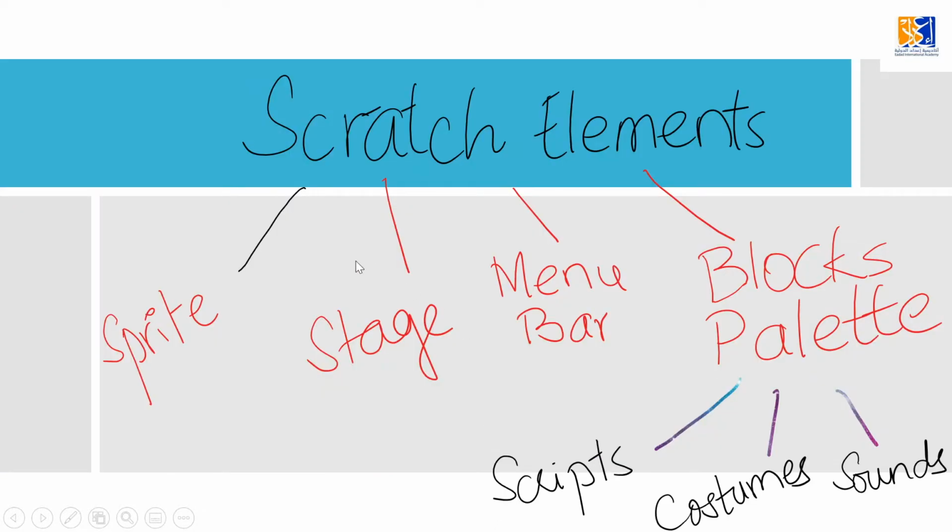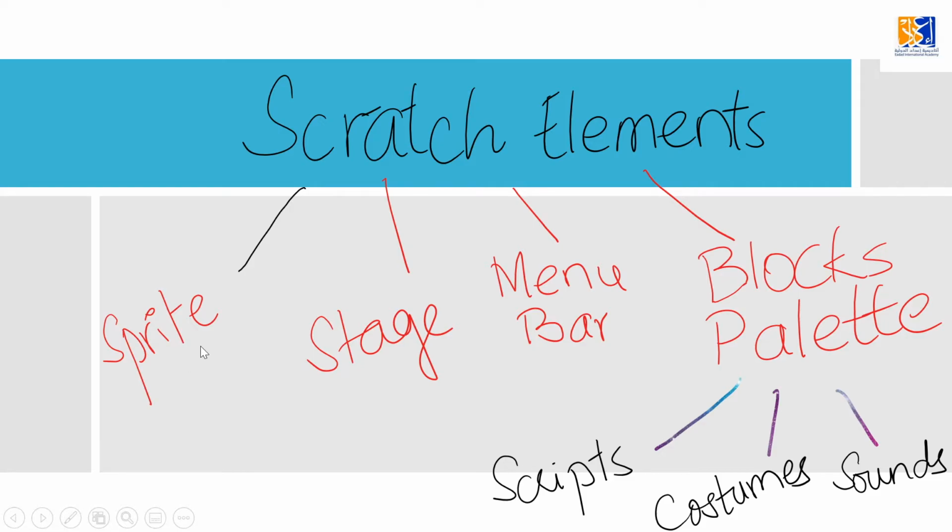Now, what are the Scratch elements? We have sprite, we have stage, we have menu bar, we have blocks palette, and in blocks palette we have scripts, also called code, costumes, and sounds.